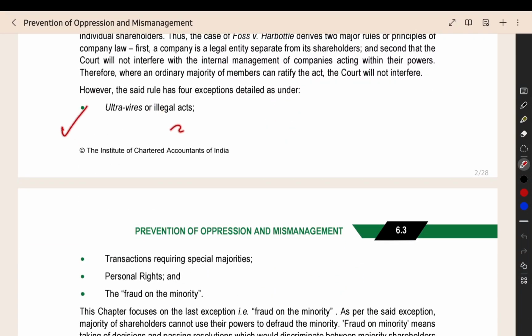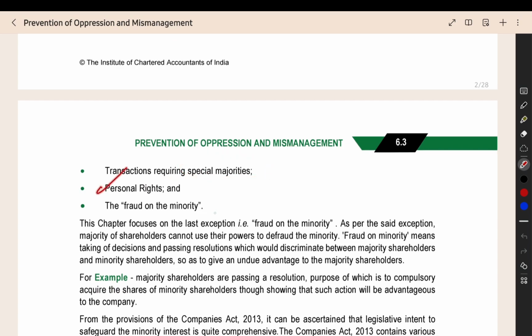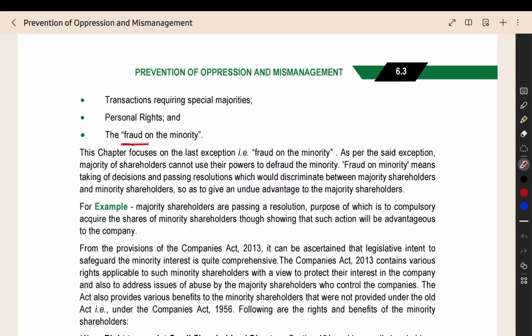First, ultra vires or illegal act. Then, transaction requiring special majority. Then personal rights, and fraud on the minority. If these are happening, even if it is inside the internal management of the company, the court can interfere. Now, in this chapter, we are going to see about the fraud on the minority.